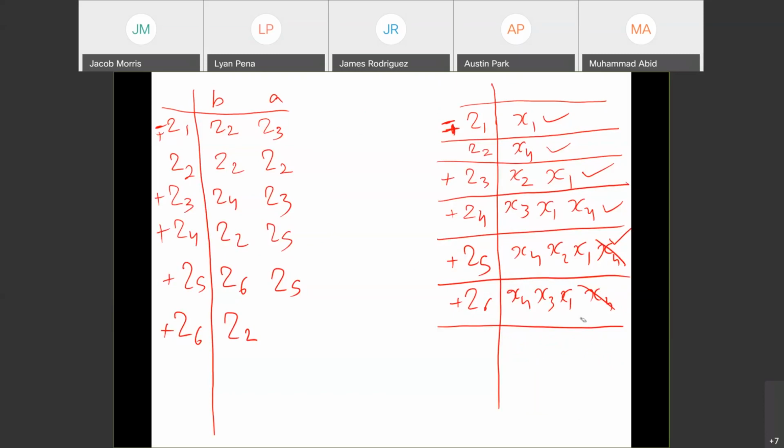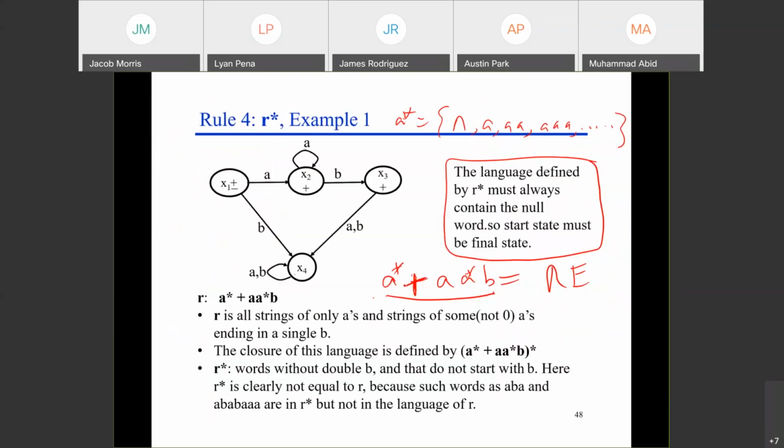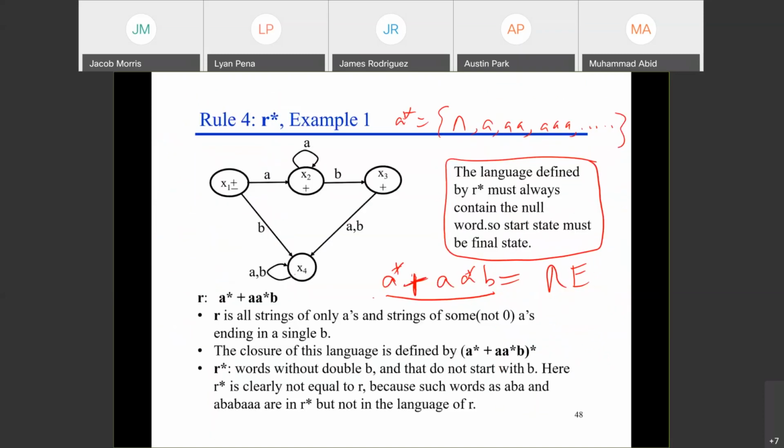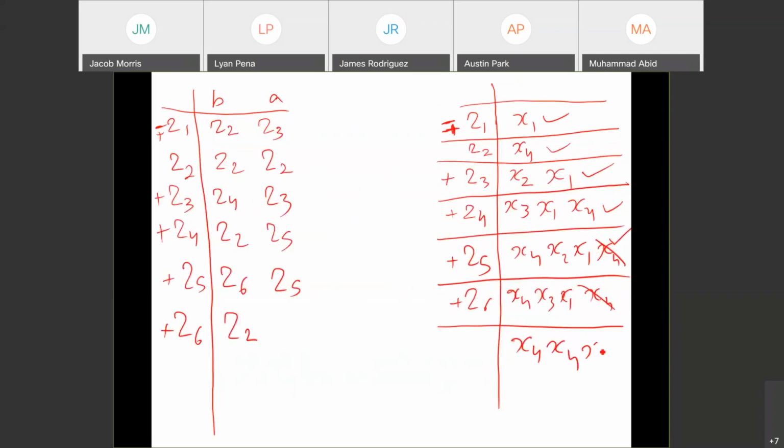Okay. You need to check this for A. X4A will be at X4. X3A will take you to X4. X1A will take you to X2. X2 is a final state. You need to write X1 with that. And don't write the duplicate terms. So 421 is already there, which is Z5. So we don't need to write this.